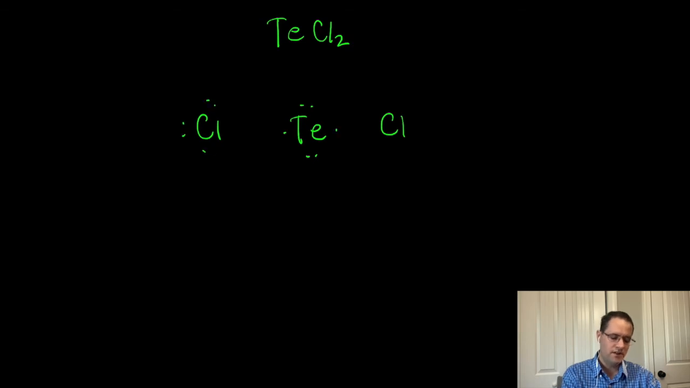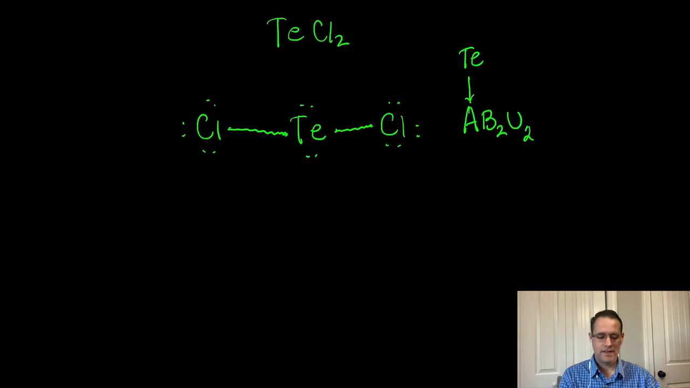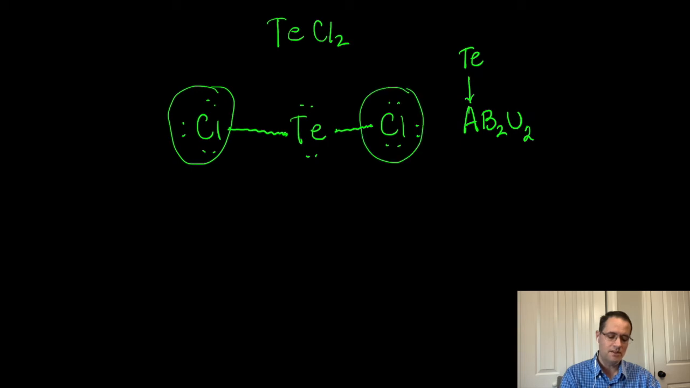Chlorine still has 7 valence electrons. We create covalent bonds here by using up 2 of the valence electrons, and we have our final molecule. Now this structure here has a template of AB2U2. What does that mean? The central atom is tellurium. A stands for the central atom, and B are the 2 bonded groups. So we have chlorine that's bonded and chlorine that's bonded.